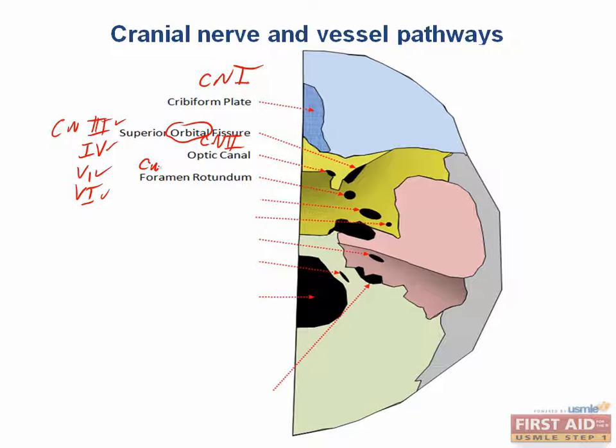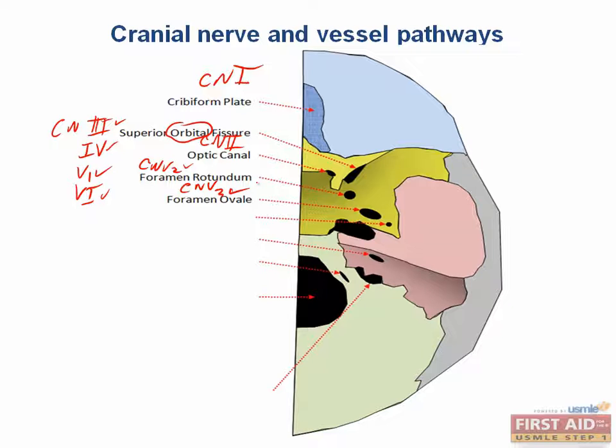Cranial nerve V2 passes through the foramen rotundum, which is round, rotund, round, and cranial nerve V3 passes through the foramen ovale, which is more oval shaped. You should note that cranial nerves V1, V2, and V3 pass through the skull in numerical order, 1, 2, and 3, from anterior to posterior.